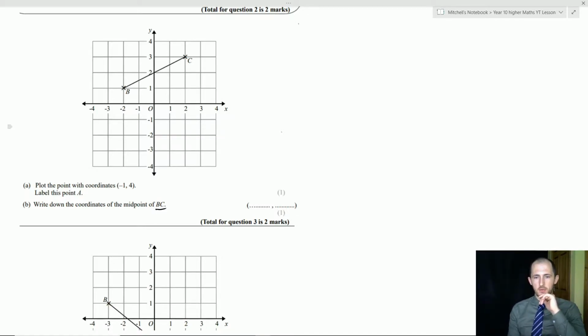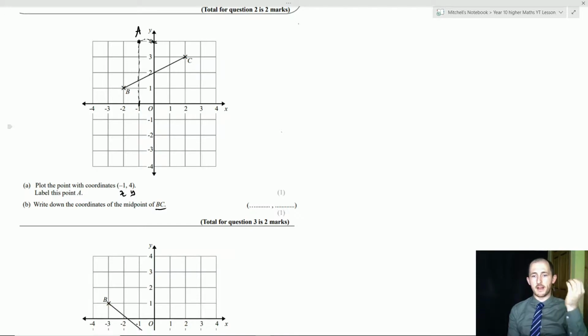So plot the point with coordinates -1, 4. So again, look at the x value first. This one's the x value, this one's the y value. If x is -1, let's find -1 along this horizontal line. It's here. Y is 4, so let's draw a little dash where 4 is. Now if we draw a dotted line going this way and a dotted line going this way, they cross right here, and that's where your point A is going to be.